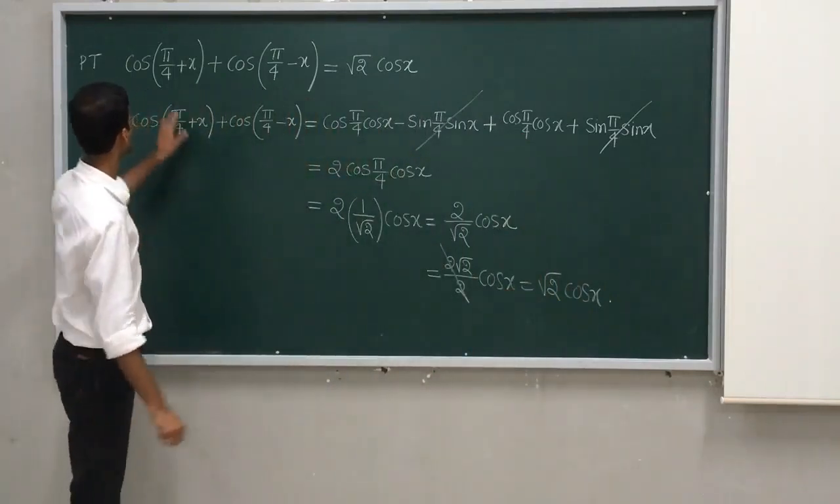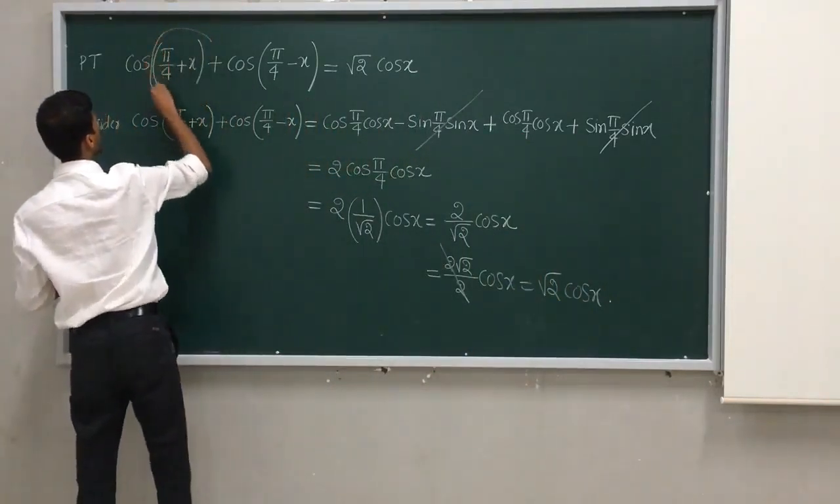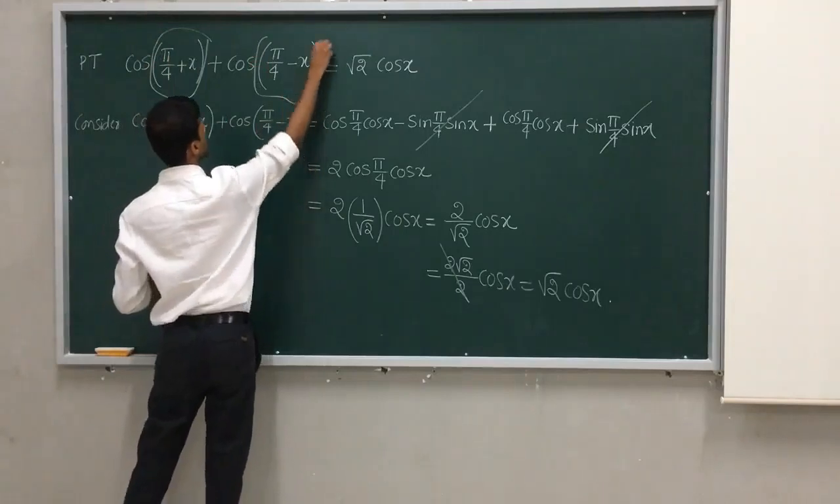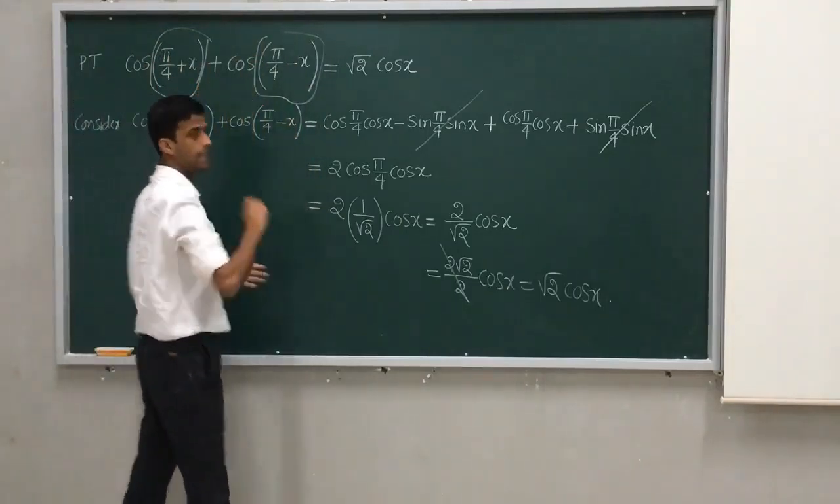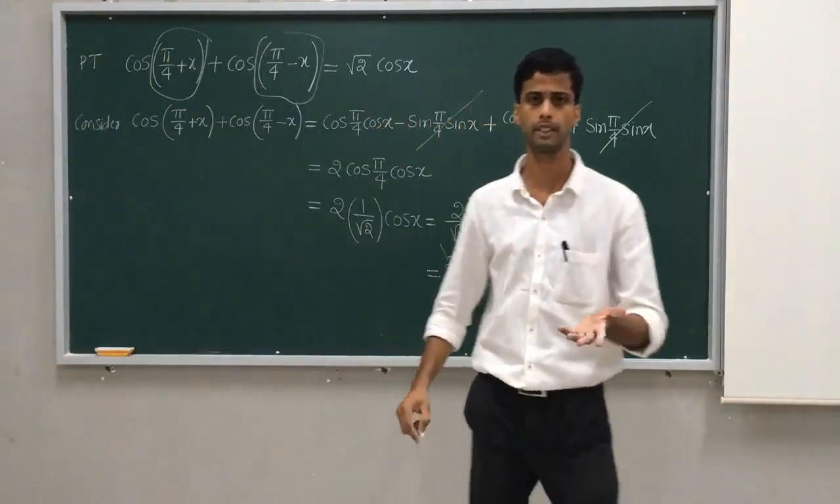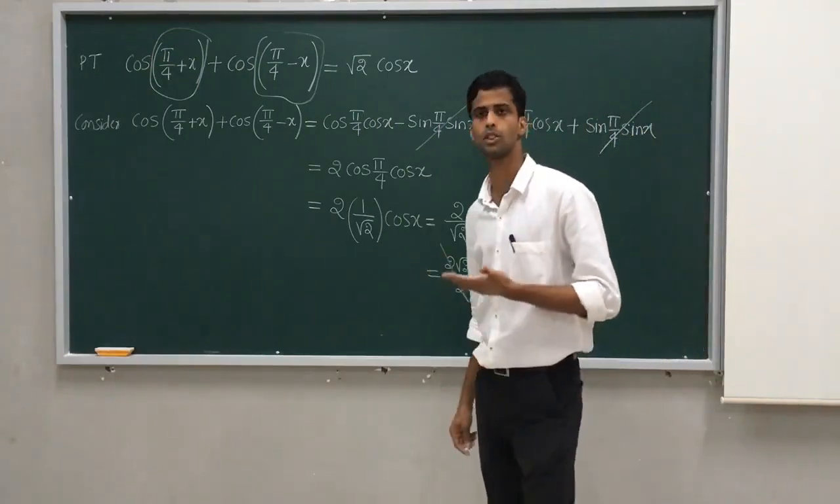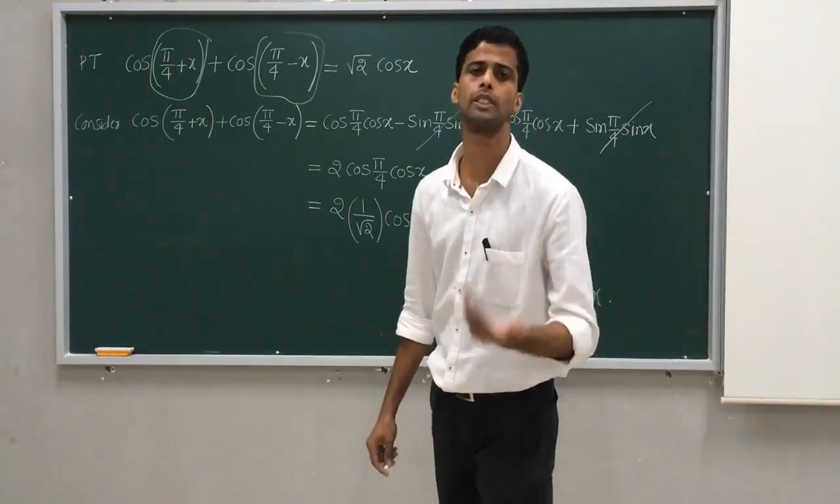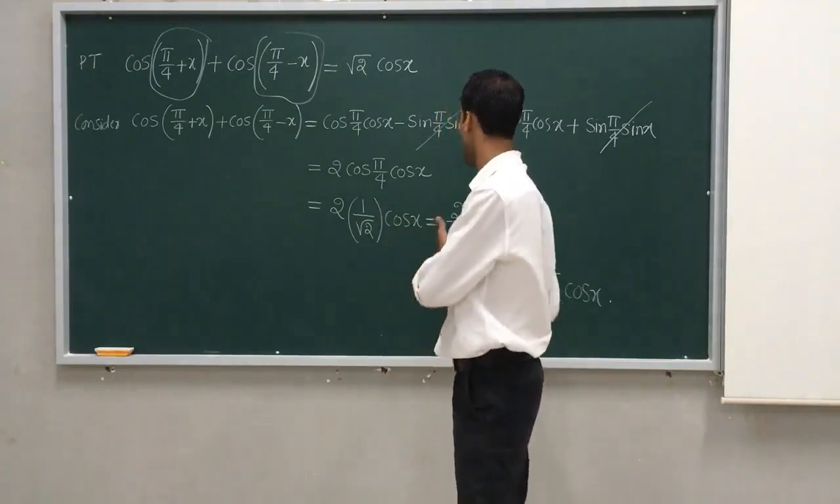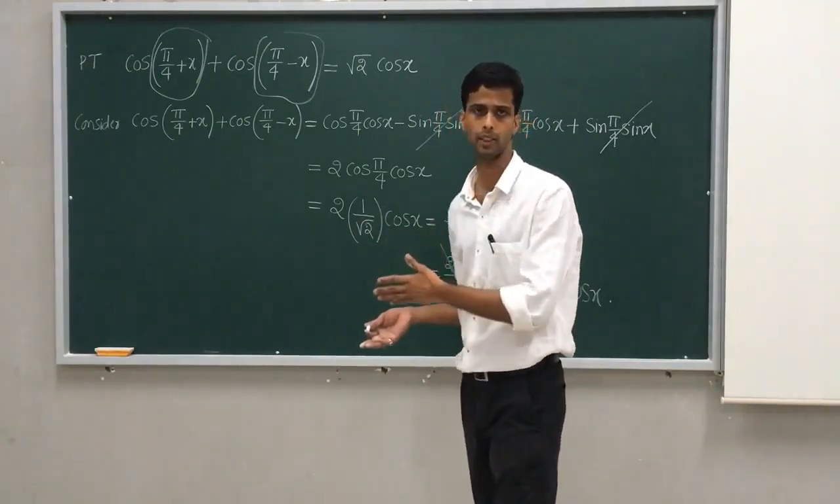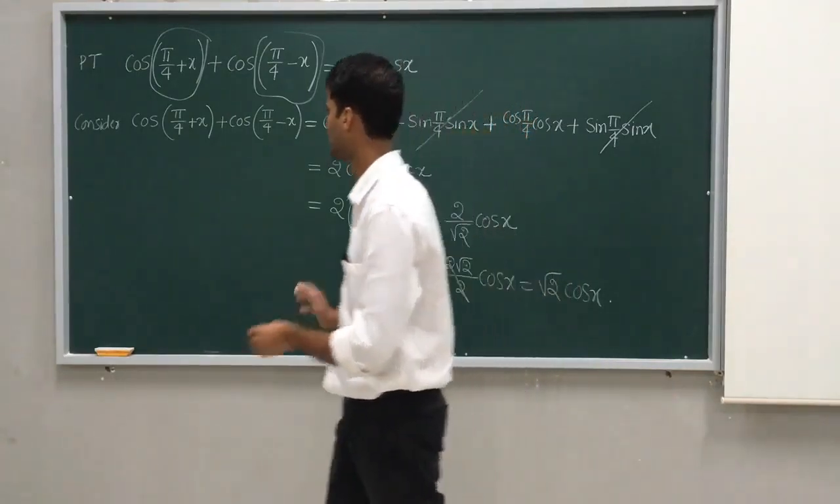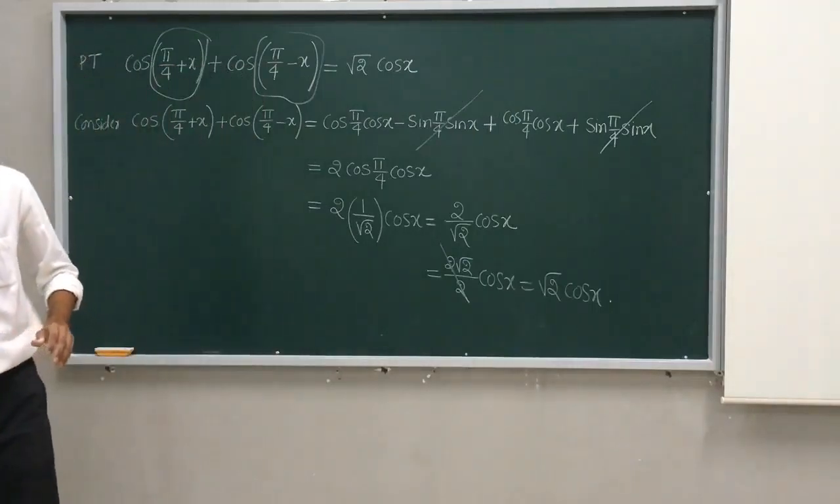You can also solve using cos x plus cos y. Take this whole as x, take this whole as y. It looks like cos x plus cos y, and you have a formula from your previous session: cos x plus cos y is 2 cos of (x plus y) by 2 into cos of (x minus y) by 2. In this way also you will get the same answer. You can try it in your own way. Fine, so that is about this particular problem.